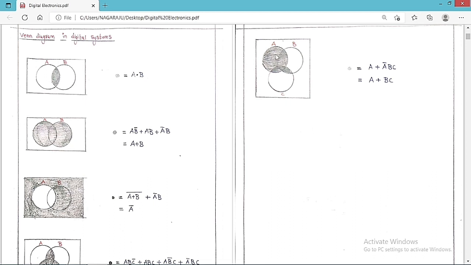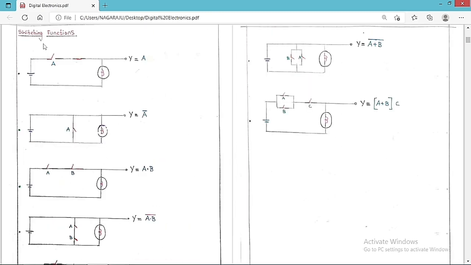And for this one, I already told you, this area is A, and this is A bar into B into C. So if we simplify this one, we are going to get A plus A bar, A plus BC. So A plus BC that we are going to get. So these are the one-dimensional digital systems, and these are the corresponding representations for these graphs that I already showed you. We are going to discuss another new concept which is called the switching functions.